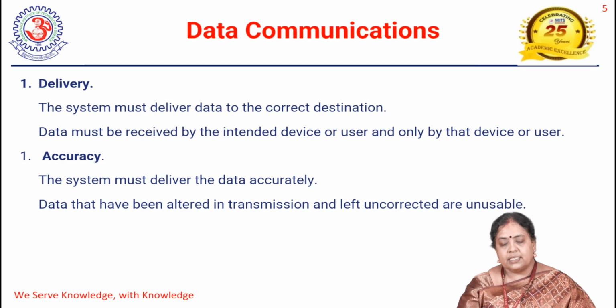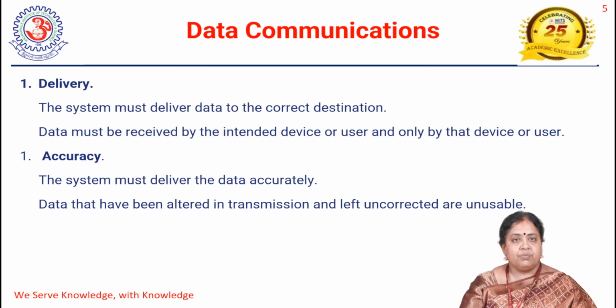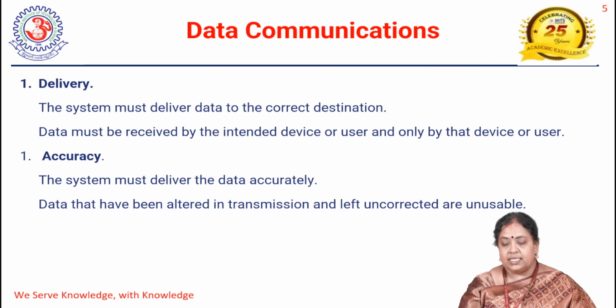The next characteristic is accuracy. Accuracy means the system must deliver the data accurately, that is, correctly. Whatever the sender has sent, that only has to be delivered. The data should not be modified or altered during the transmission. So data communication means data is exchanged from one device to the other, and while exchanging, it has to be transferred in an effective manner, to the correct destination and without modifying or altering it.